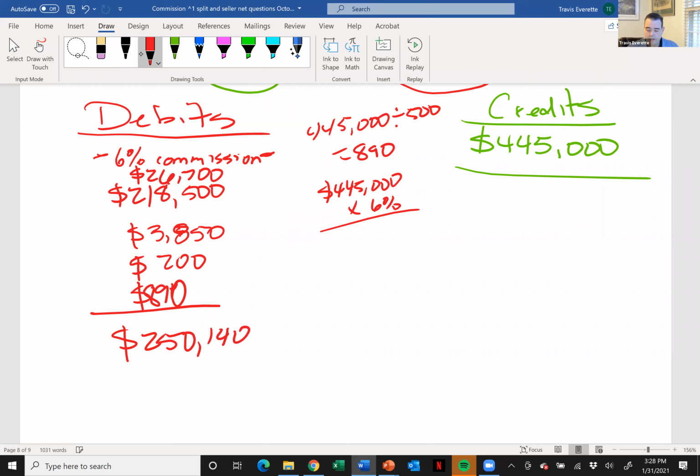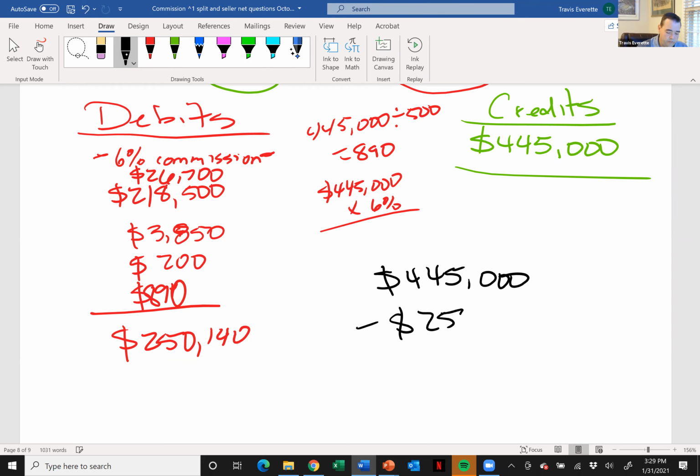I'm gonna check them again. I usually check them bottom to top the second time. 890 plus 200 plus 3,850 plus 218,500 plus 26,700, 250,140, the same number. Looks good to me. So my total math is going to be 445,000 in credits minus $250,140 in debits.